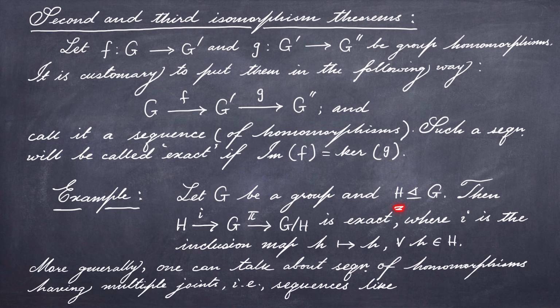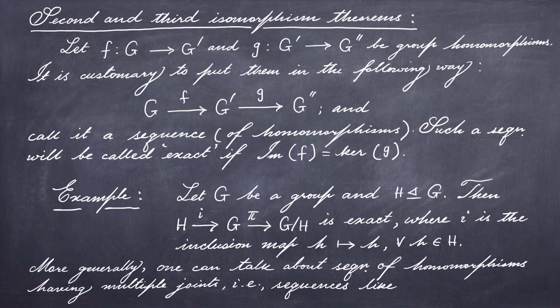Suppose H is a normal subgroup of G. Then we consider this sequence from H to G. We have the inclusion that sends every small h to h itself, but here h is viewed inside capital G. And then from G to G mod H we have the quotient map. The kernel of the quotient map is H, which is exactly the image of i. So this is an example of an exact sequence.